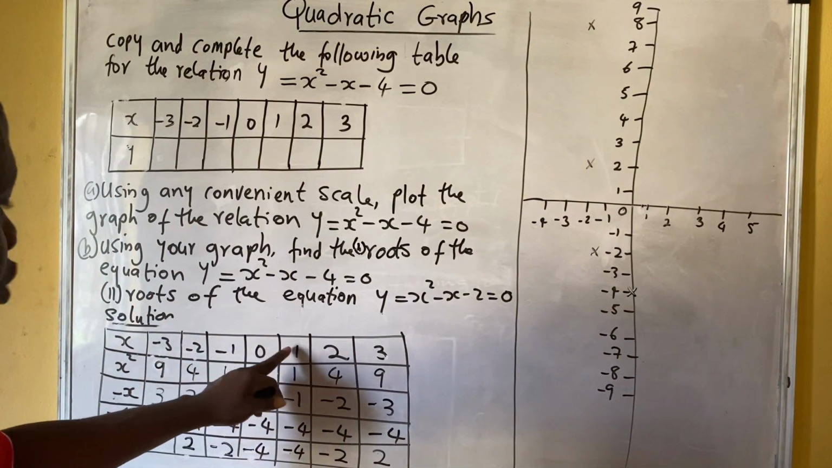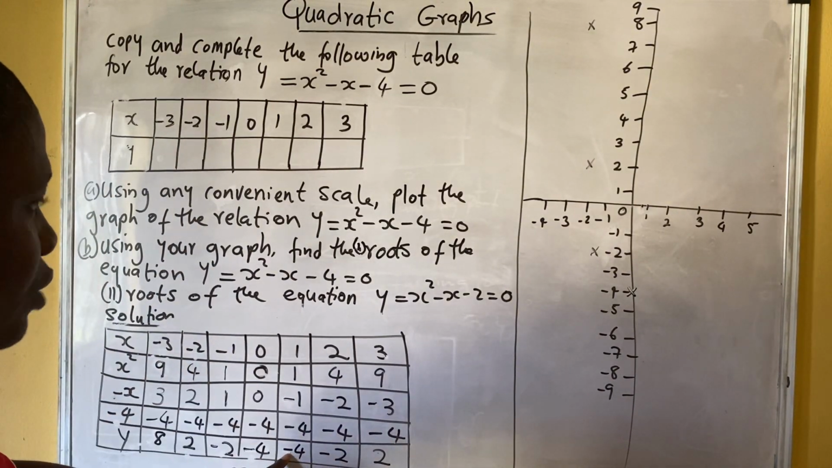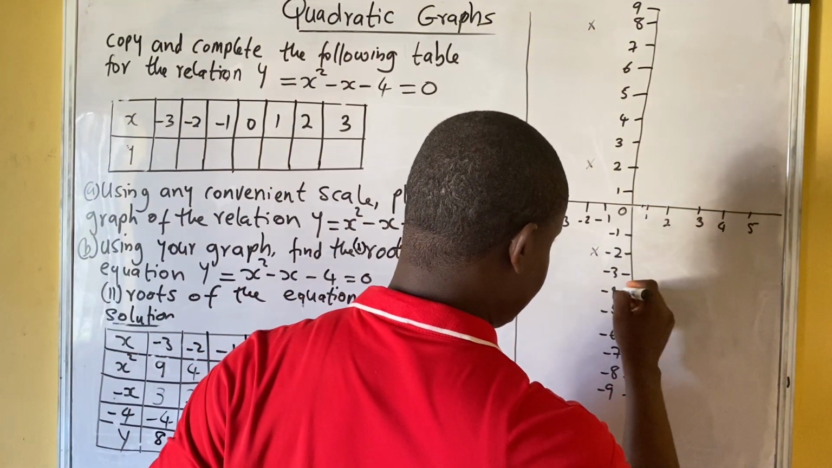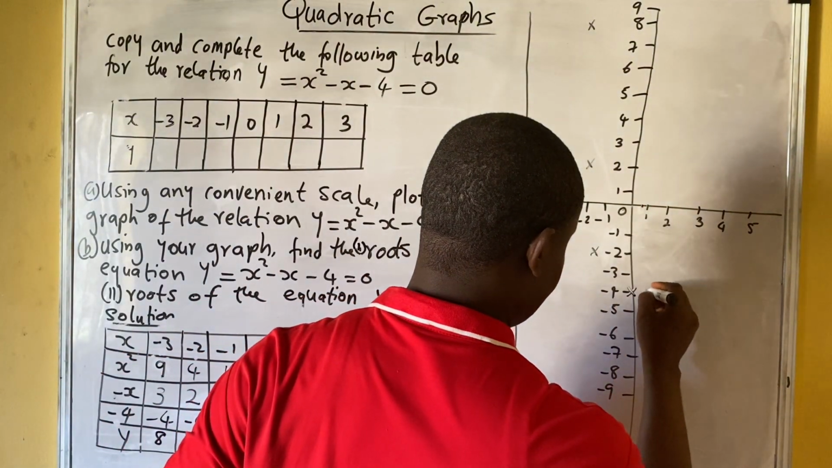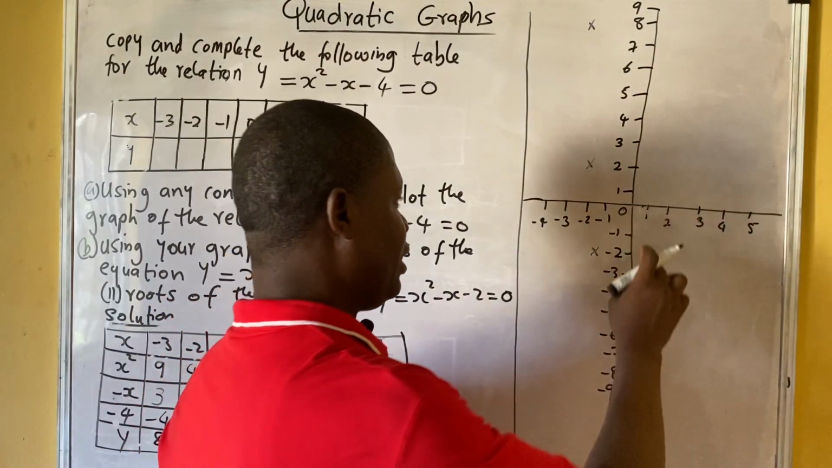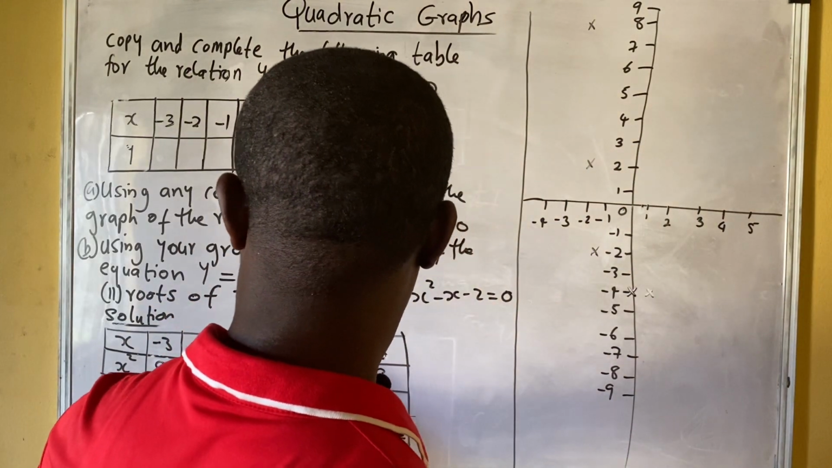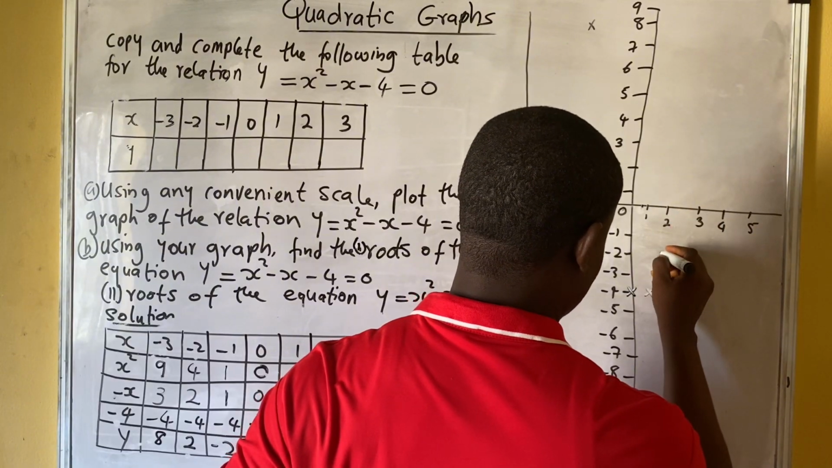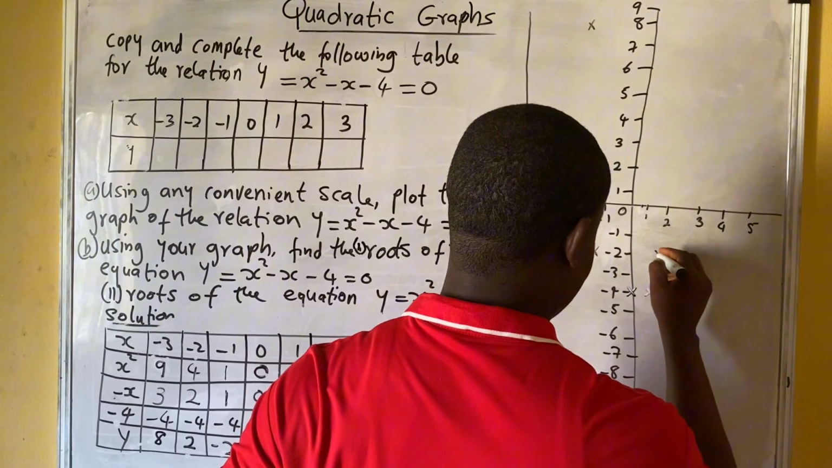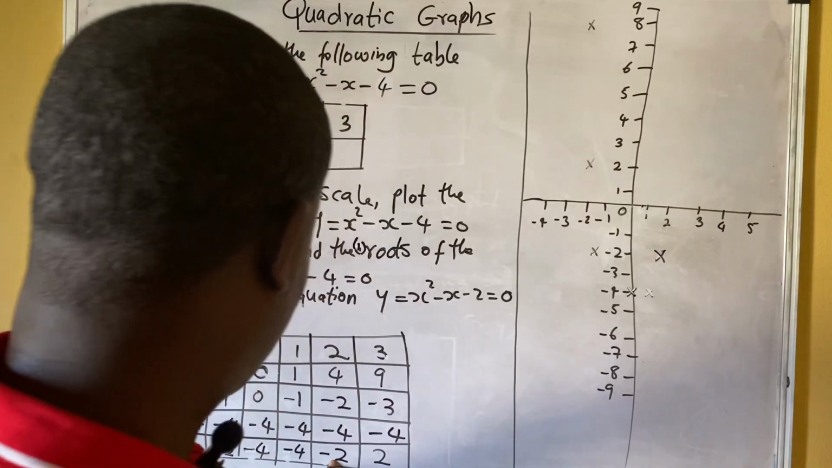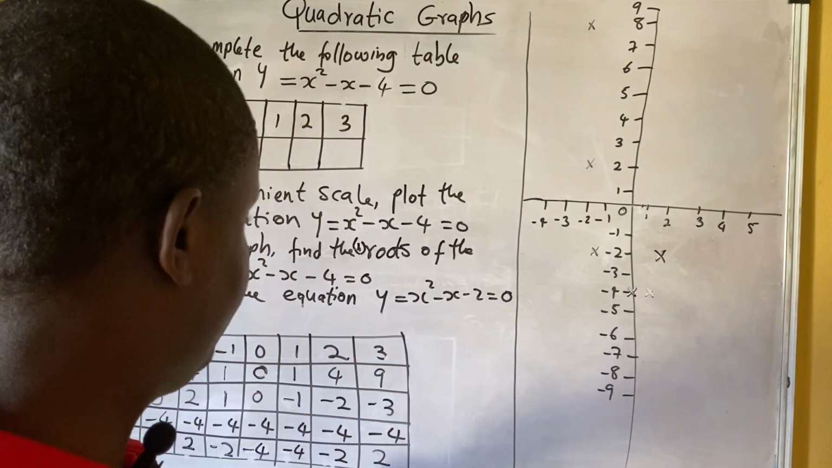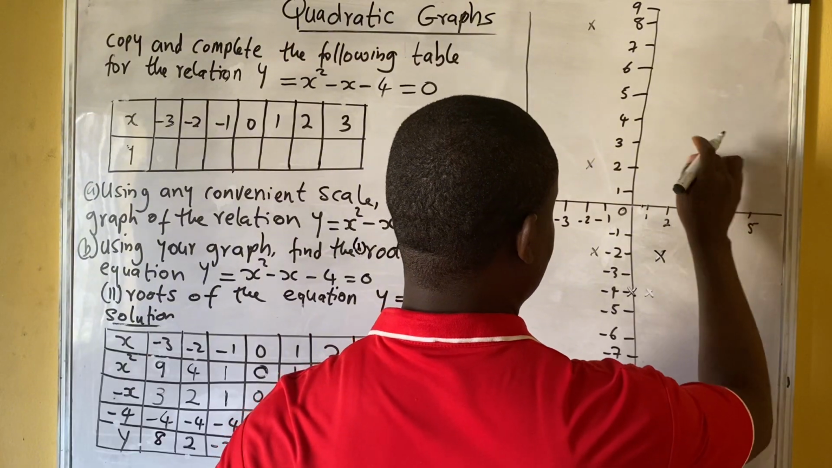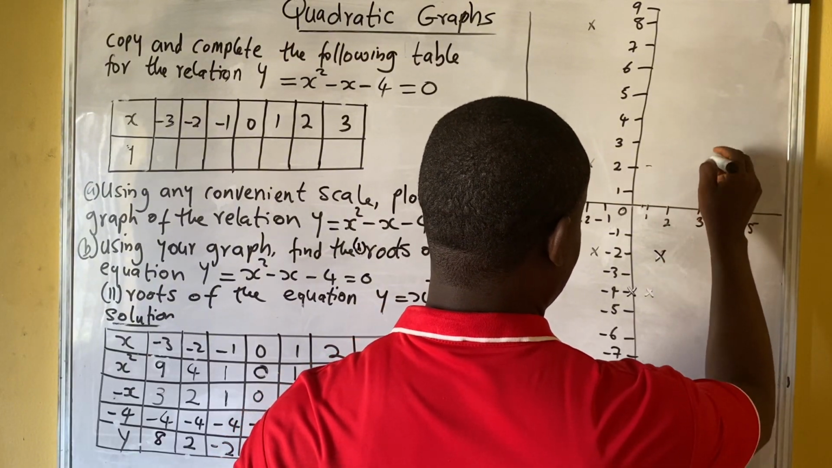And when x is 1, our y is minus 4. Okay, so we'll mark this. When x is 2, our y is minus 2. We'll mark here. This is where they will meet. And when x is 3, our y is 2. Okay, so this is where they will meet.